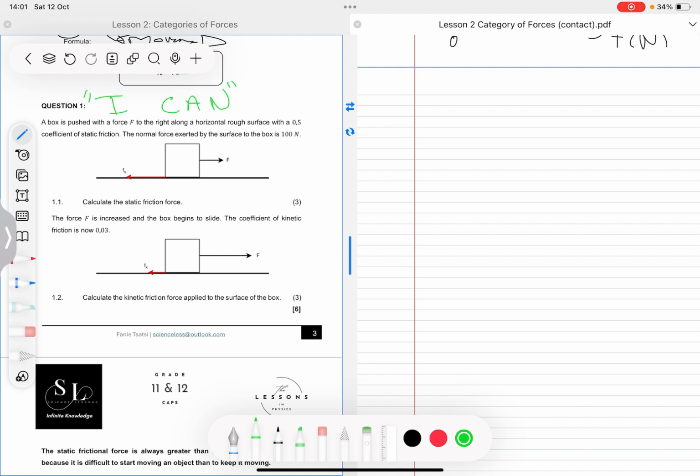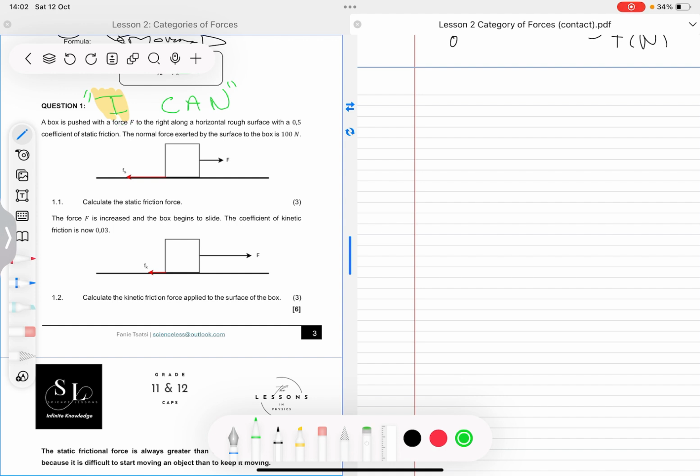Now, the first part there, the I that we have there, this I here stands for interpretation, right? So we have to interpret the question. Now let's go on and interpret the question. Now, we're saying here in question 1, a box is pushed with a force F.